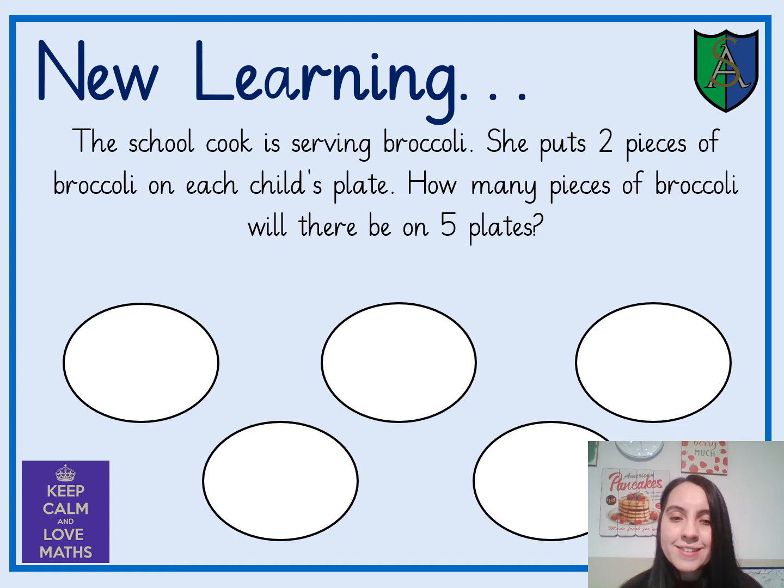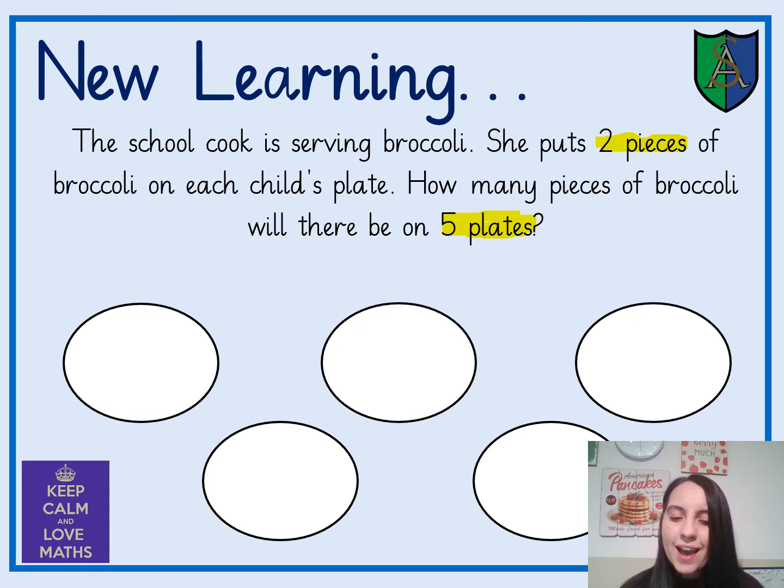The school cook is serving broccoli. She puts 2 pieces of broccoli on each child's plate. Now I can already tell that that's a key piece of information that I need. So I'm going to go ahead and highlight 2 pieces. So the school cook puts 2 pieces of broccoli on every child's plate. How many pieces of broccoli will there be all together on 5 plates? Another key piece of information, 5 plates. I'm going to go ahead and highlight that now.